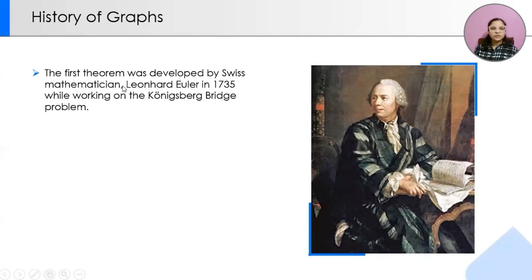So the first theorem was developed by Swiss mathematician Leonhard Euler in 1735 while working on the Königsberg bridge problem. I hope you can see the image on your screen. This picture belongs to Leonhard Euler, and he gave us the first theorem in 1735. He was a Swiss mathematician and he was working on the Königsberg bridge problem. We need to further study the Königsberg bridge problem and understand what it was all about.